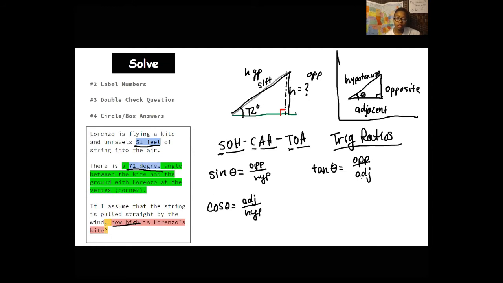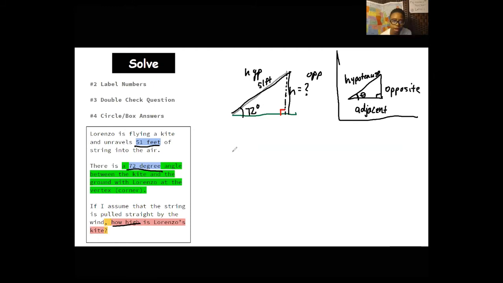Which one of these trig functions includes opposite and hypotenuse? I think I found it. It's the sine trig ratio. So let's plug in and see what we can do. Okay, so we have sine theta equals opposite over hypotenuse, right?